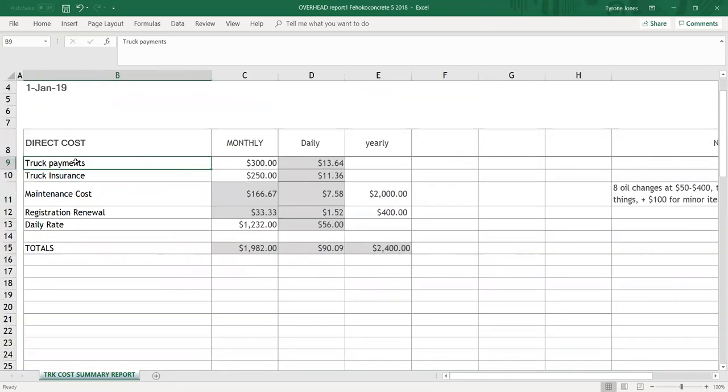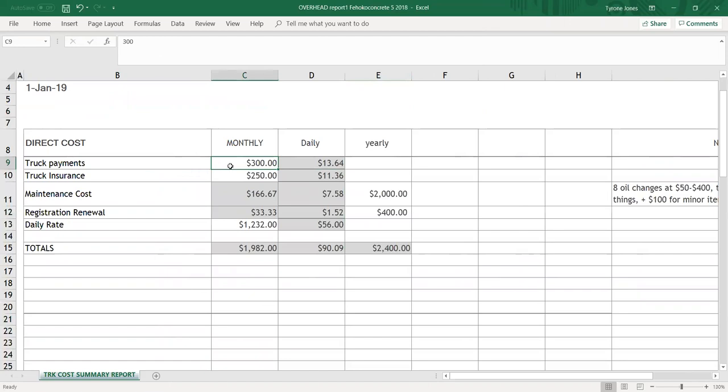Okay, so here we got the truck payments, right? Some of this cost you have as a yearly cost and you need to break it down to a monthly cost, okay? And some of it is just a monthly cost, right? So as you see here, there are some columns where I broke it down from a yearly cost, okay? So let's go through them.